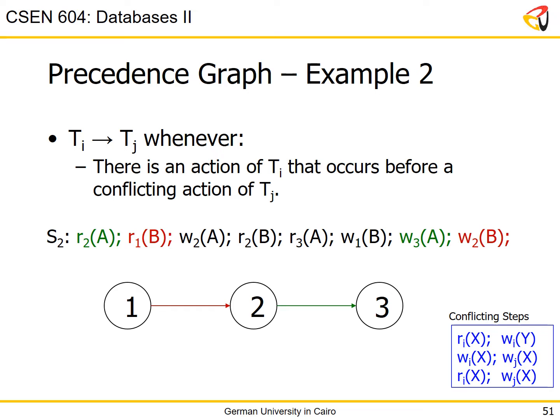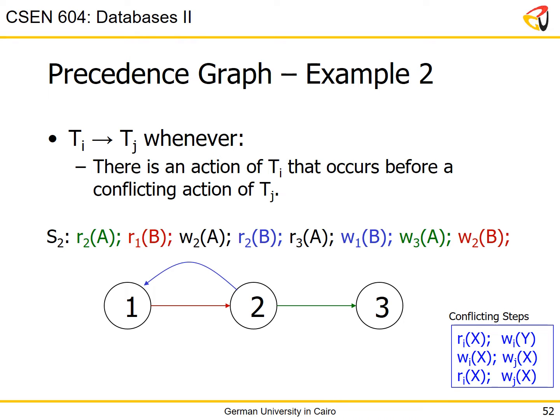But wait a minute, I can also find this one. Transaction 2 is reading B and transaction 1 is writing B. This is again the third step in the blue box. So this means 2 should come before 1. Now we have an issue. If you look at this one, there is a cycle there. And since we found a cycle, this schedule cannot be conflict equivalent to any serial schedule.